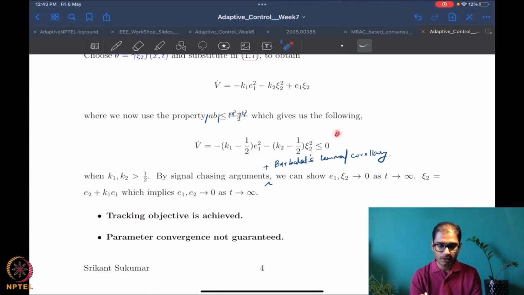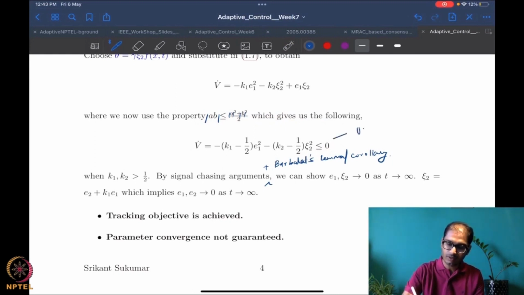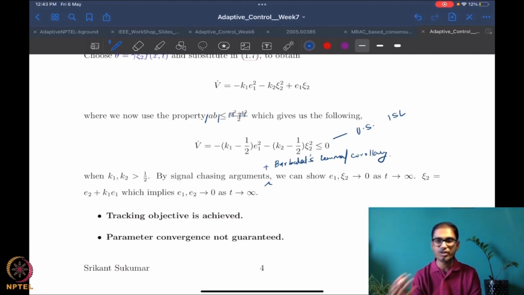Why? Because just the fact that V dot is negative semi-definite, by standard Lyapunov theorems, already gives me uniform stability in the sense of Lyapunov. I already have uniform stability for the entire system, which means all the trajectories remain bounded, all nice things happen. If you start close to the origin, you remain close to the origin. If you start close to zero error, you remain close to zero error and all that nice stuff.